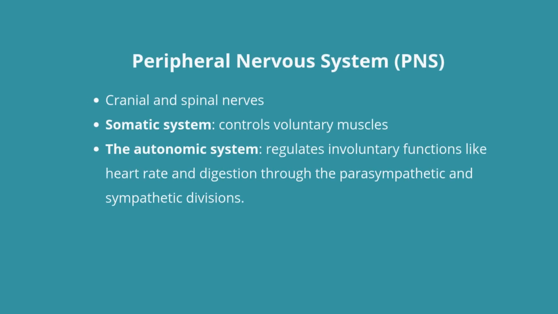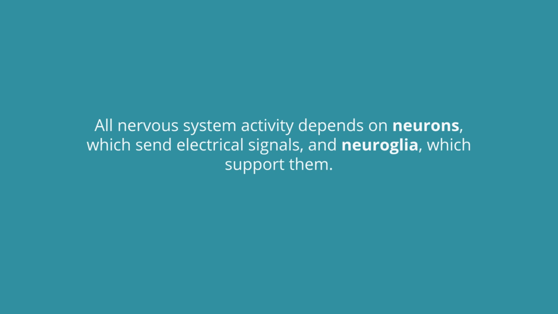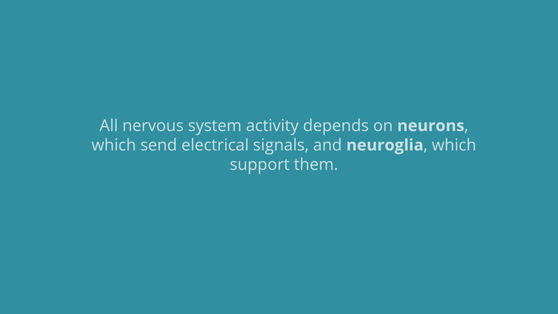The PNS includes cranial and spinal nerves and branches into the somatic system, which controls voluntary muscles, and the autonomic system, which regulates involuntary functions like heart rate and digestion through the parasympathetic and sympathetic divisions. All nervous system activity depends on neurons, which send electrical signals, and neuroglia, which support them.